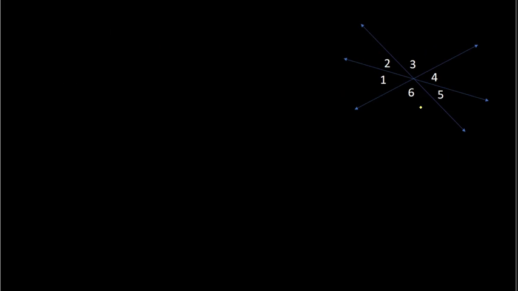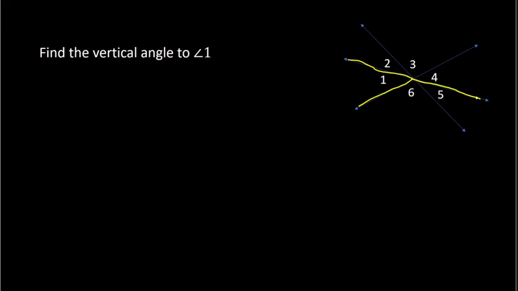So here is a more complicated picture, and we are to find the vertical angle to angle 1. So looking at angle 1 right here, this is my angle. Now if I extend this one ray to create the opposite ray, we would get this right here. If I extend this ray in the opposite direction, we would get this ray over here. So notice we've created this other angle right there. So 1 and 4, those are opposite because they're across from each other. So the vertical angle to angle 1 is angle 4.